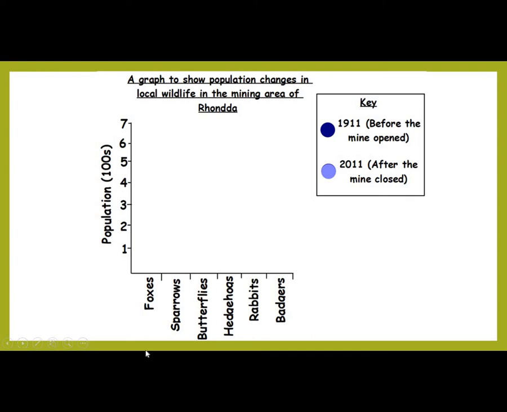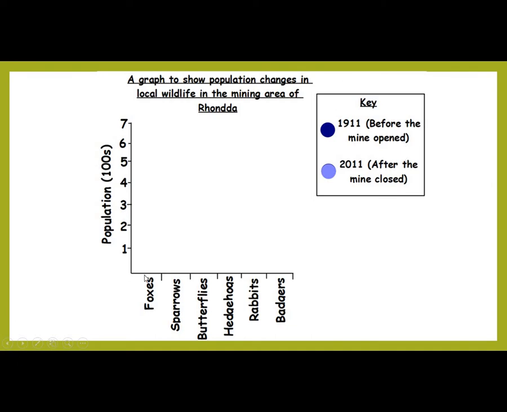So on the y-axis, we've got the population, the number of each type of animal in hundreds. There should be a 0 here. Okay. And then we've got our categories down here, our named data. All right? We've got a full graph title and we've got a key, and I'm going to show you why we need that in a minute.